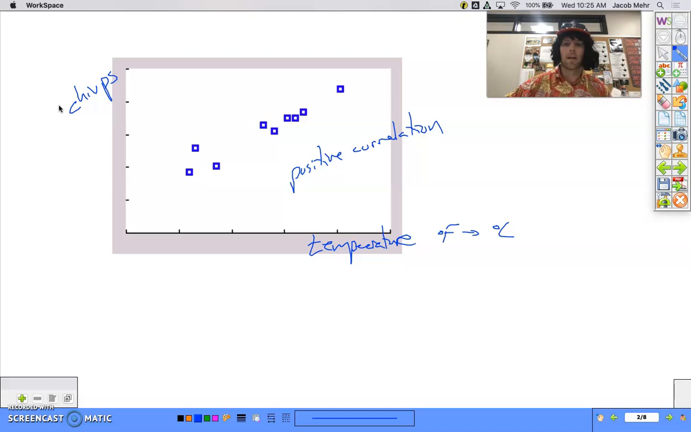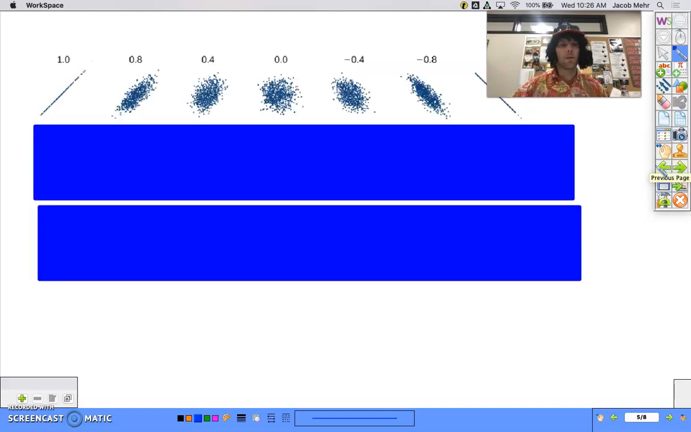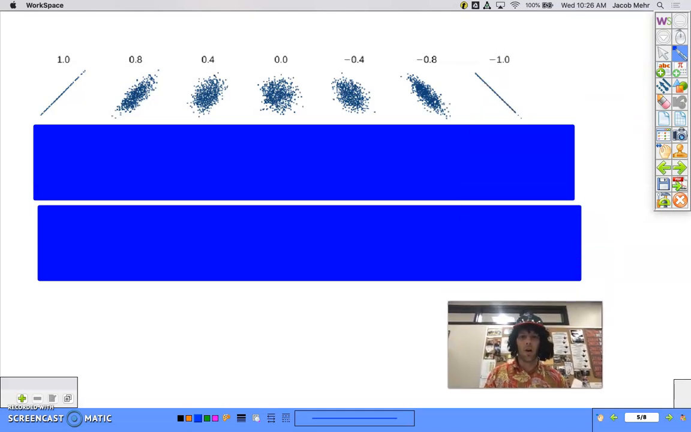Same if this is chirps per minute and I change it to chirps per hour, that's going to change those Y values, but it wouldn't change the value of R. So we have some flexibility with our units. All right, so let's look at some examples of R values.